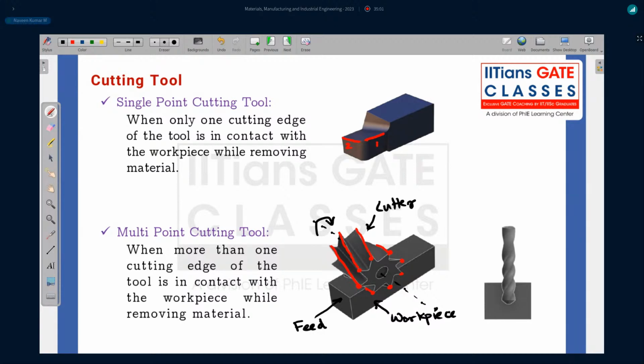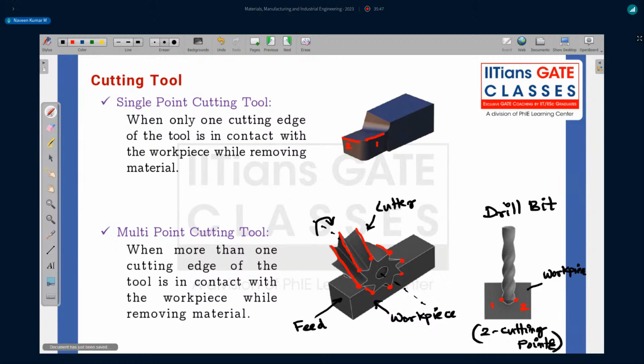On the right hand side, again, we can see drilling. We have two cutting edges or two cutting points, this and this, 1 and 2. This is your drill bit, and you have two cutting edges, two cutting points. This is your workpiece. Good. Now let's proceed.